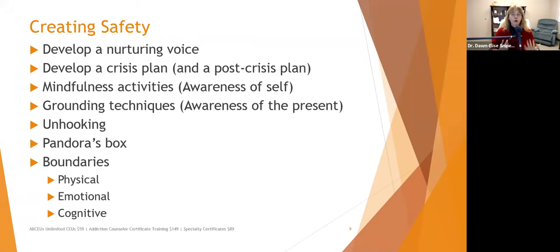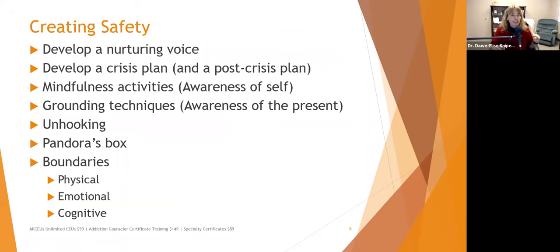Grounding techniques, awareness of the present. When people start having flashbacks, if they've been exposed to trauma, it's not uncommon for people to have flashbacks. When they start having flashbacks or feel like they're getting ready to have a flashback, it's important for them to be able to ground themselves. And I have a variety of grounding techniques that we go through. One of my favorite is the 4-3-2-1. I have people identify 4 things they see in the present moment, 3 things that they hear, 2 things that they smell, and 1 thing that they can feel. And that just helps them really focus on the moment and staying in the present instead of going back there.